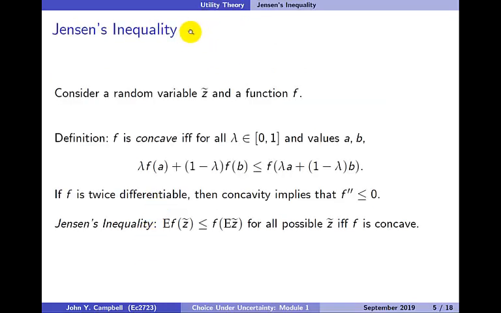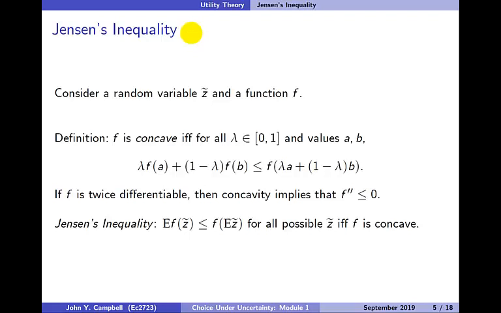Now I want to introduce Jensen's inequality. And frankly, this is going to play an extremely important role in this course. It would be a little bit of a caricature, but not totally wrong, to describe asset pricing as the economics of Jensen's inequality. We're going to apply this result again and again in the course, and it's really foundational.